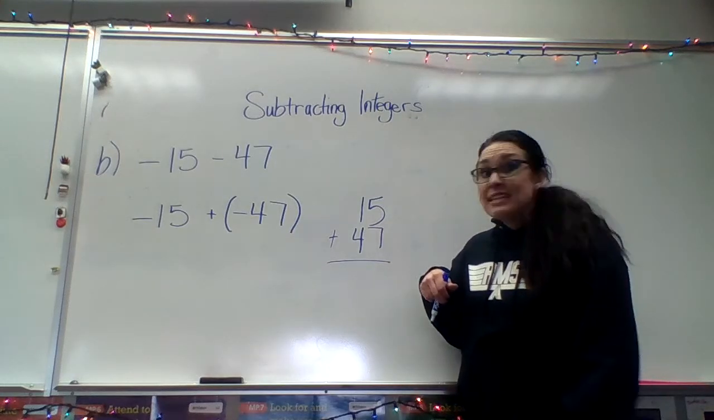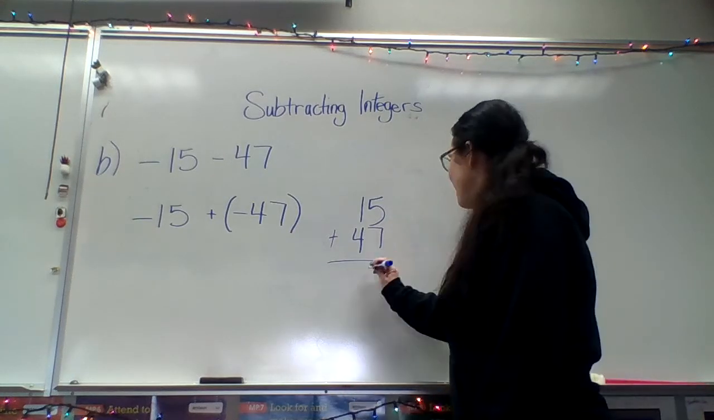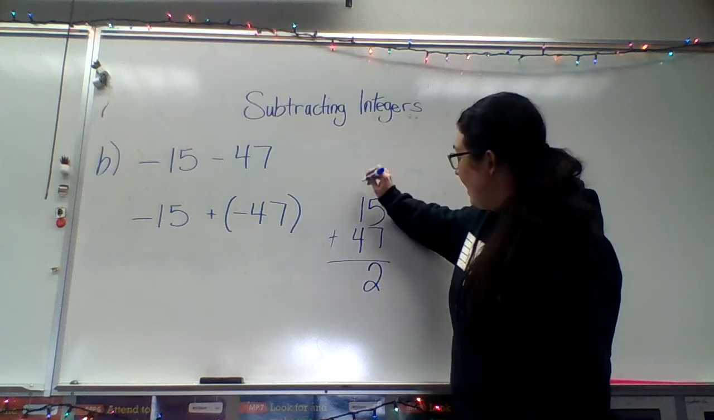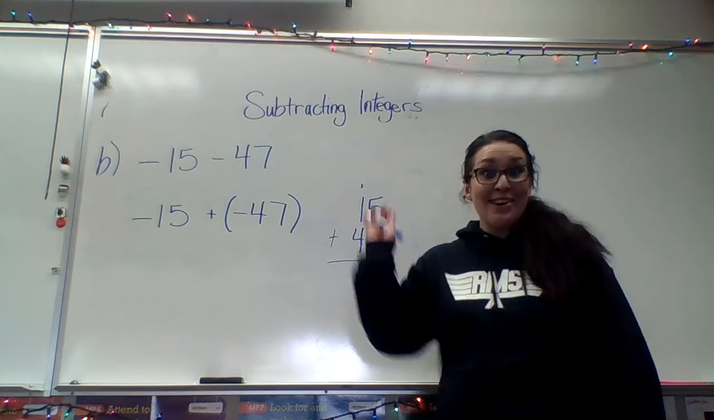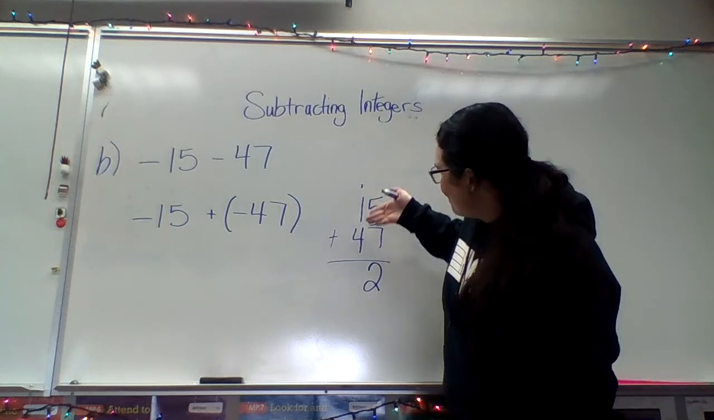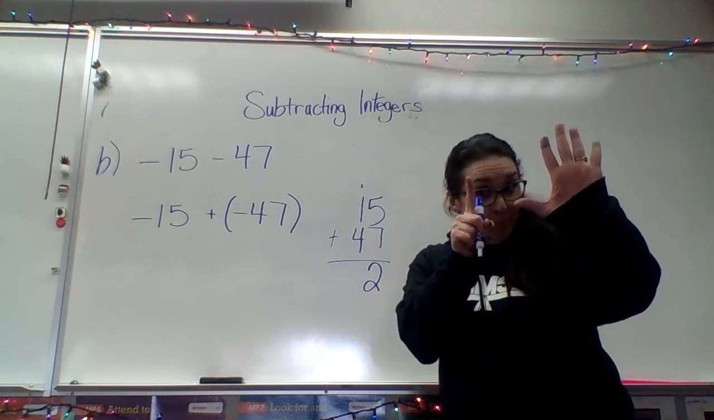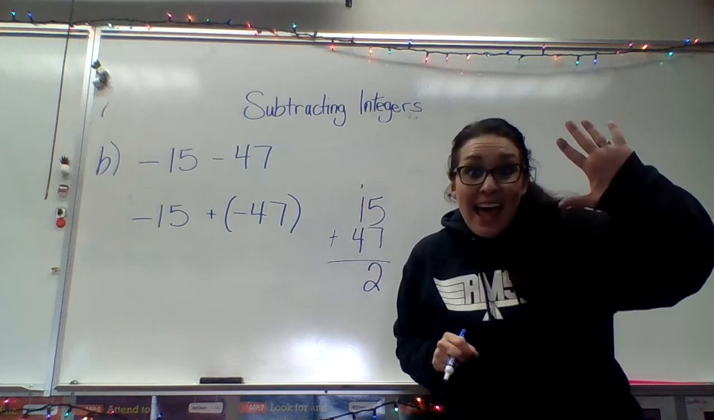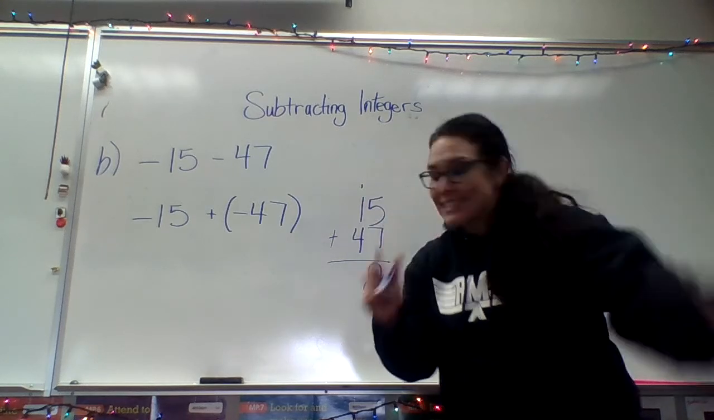5 plus 7 is 12. I put my 2 down there, then I gotta carry that next 10 over to the tens column, right? Now I have 1 plus 4, which is 5, plus that extra 10, which would give us 6.